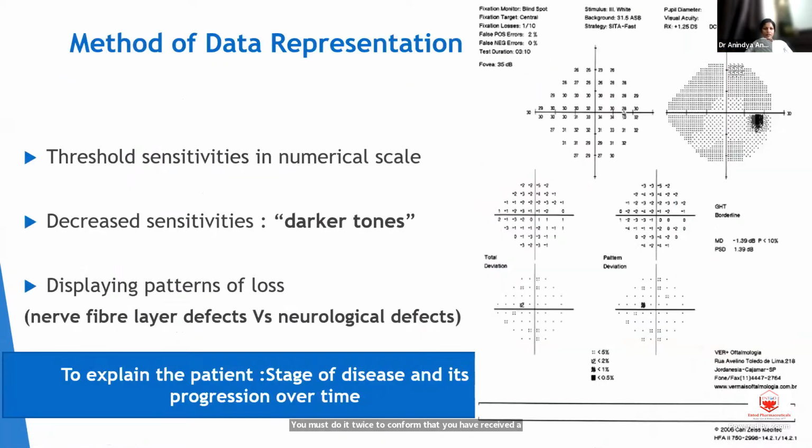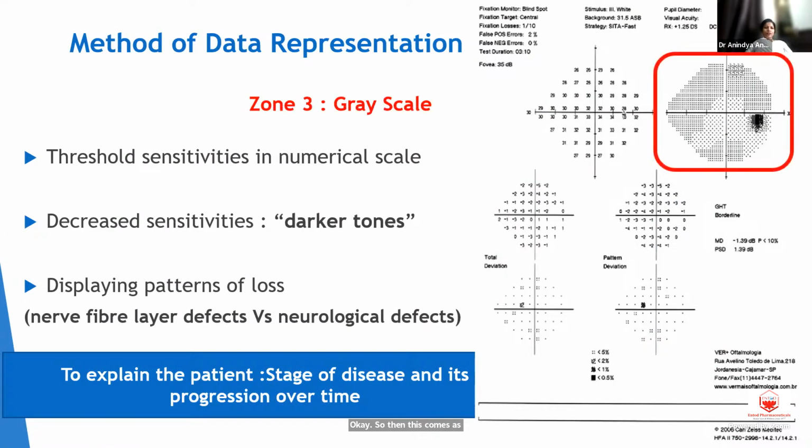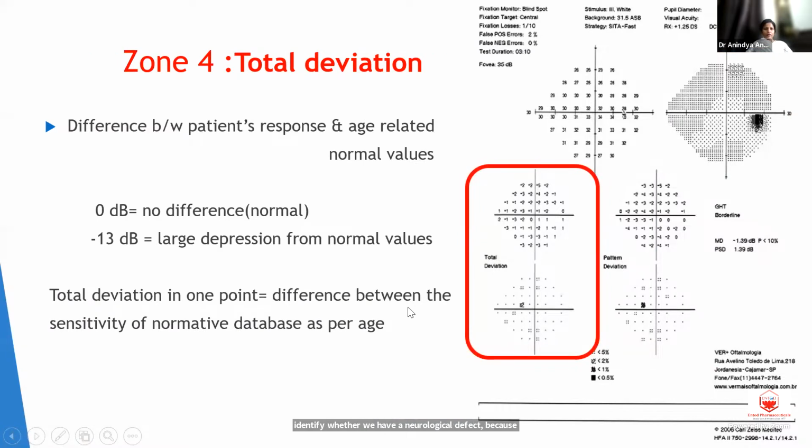Okay, so then comes the grayscale, which is zone 3. This grayscale is especially utilized to explain the patient's stage of disease and its progression over time, because it's very difficult to explain all this normative data to the patient. But grayscale is something the patient can understand. Most importantly, the grayscale is also utilized to identify whether we have a neurological defect, because in a neurological defect the pattern will be different than in a glaucomatous defect.